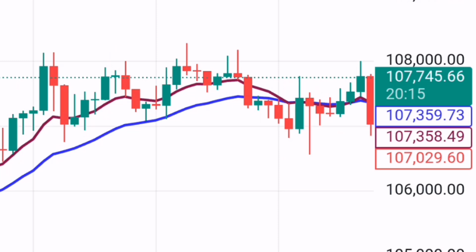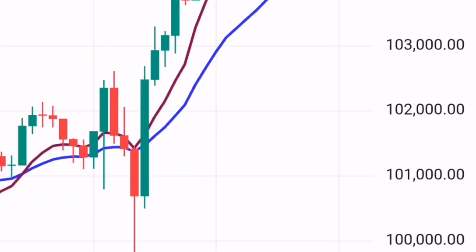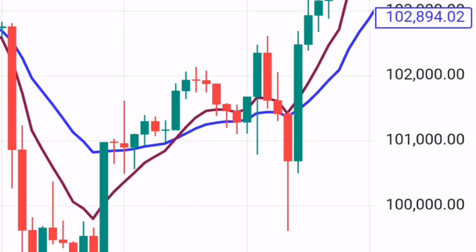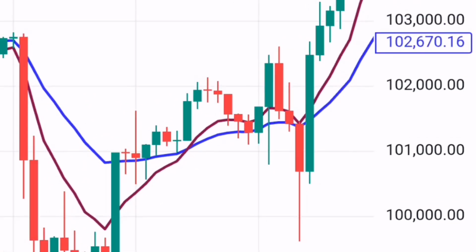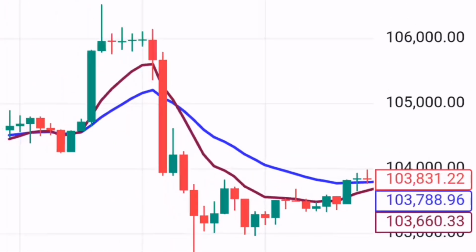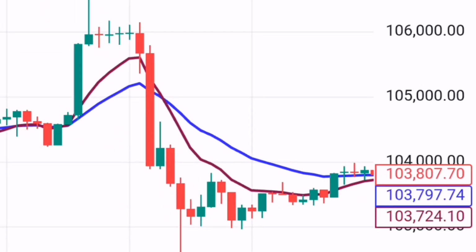We will use the exponential moving averages, EMAs: a fast EMA with a period of 9, a slow EMA with a period of 21. When the 9 EMA crosses above the 21 EMA, it indicates a potential uptrend. Conversely, when the 9 EMA crosses below the 21 EMA, it suggests a downtrend. This crossover gives us our initial trade signal: buy or sell.